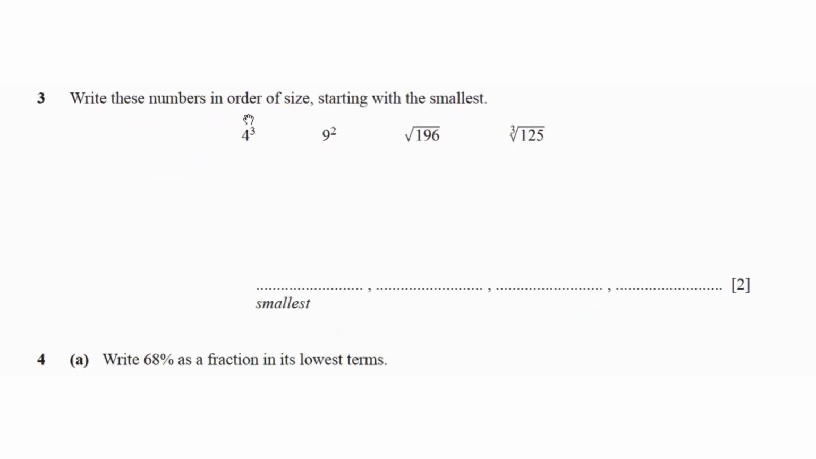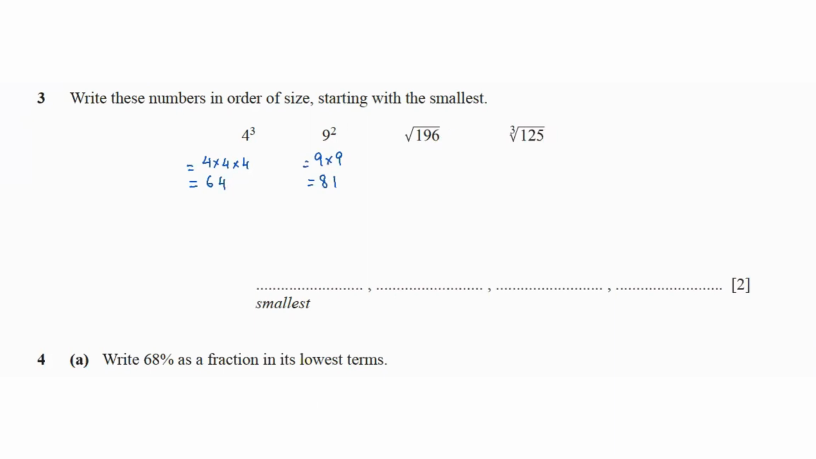Question 3 says, write the numbers in order of size, starting with the smallest. So 4 cube is 4 times 4 times 4, which is 64. 9 square is 9 times 9, which is 81.